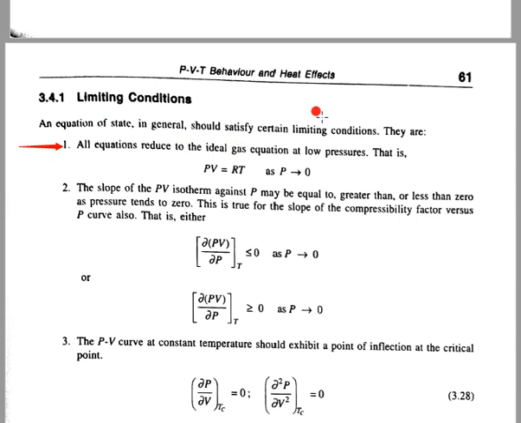The equation reduces to the ideal gas equation where P is at low pressure, PV is equal to RT, and P tends to 0. The slope of the PV isotherm against P may be equal to, greater than or less than 0 as pressure tends to 0.